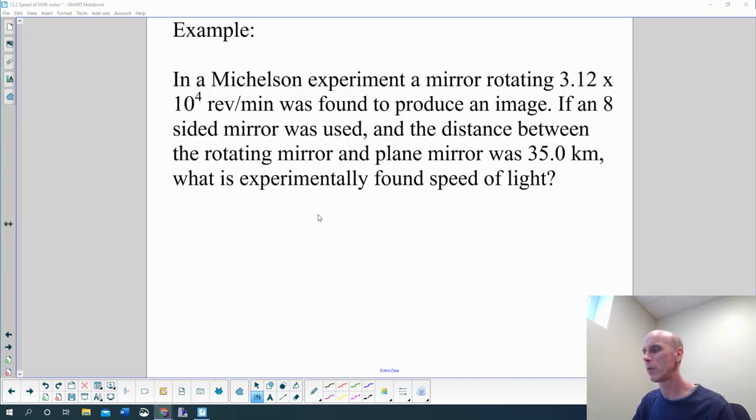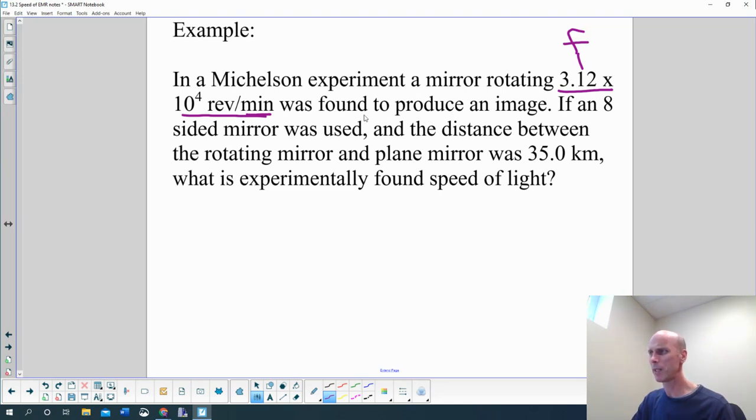All right, so here's the question. In a Michelson experiment, the mirror is rotating at that many revolutions per minute. So let's remind ourselves of a couple of clues we look for with that quantity. Is that a period? Is that a frequency? Well, consider the units, revolutions per minute. Notice that the time in the units is in the denominator, so we start to recognize that this represents a frequency. So be careful with this one.